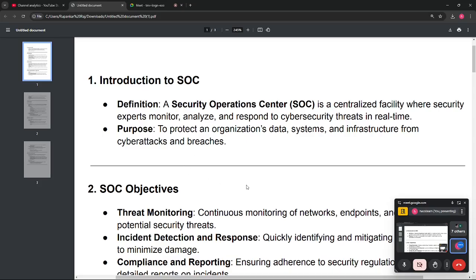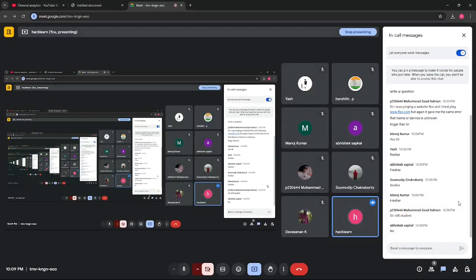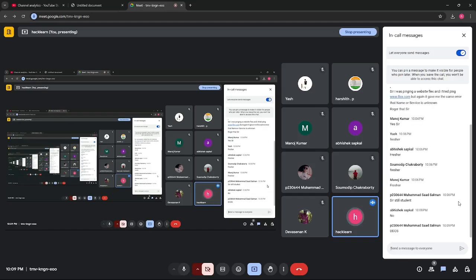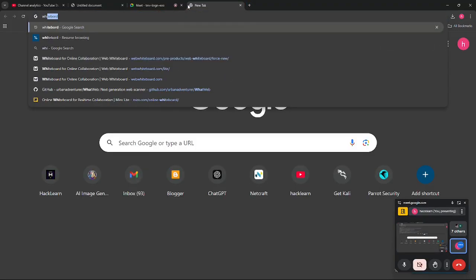And so, most of the time, what attacks can be carried out on any IT infrastructure? Does anyone have any idea? What are the types of attacks that any IT infrastructure can face? Anyone want to tell me? In the basic videos, we have discussed certain types of attacks. Let me share the whiteboard also.